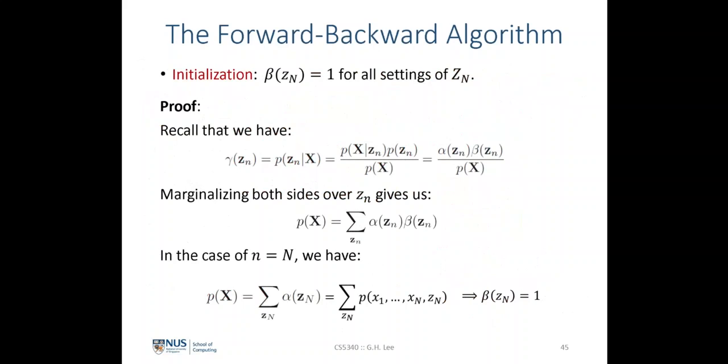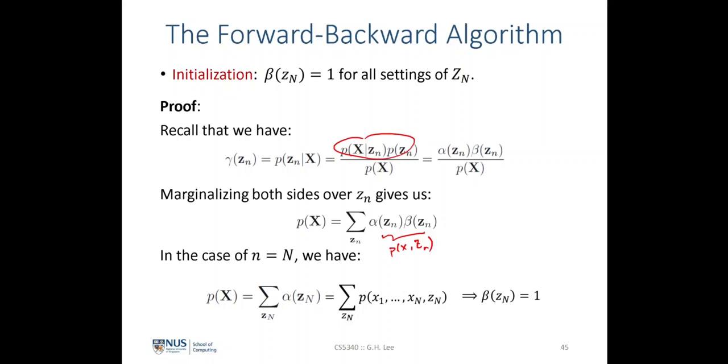So we'll now show proof that beta Zn, capital N, is actually equal to 1. Recall that we have gamma Zn equal to this conditional probability distribution here, which can be rewritten into this form using the Bayes rule, where alpha and beta are defined to be these 2 terms over here. So we'll marginalize over Zn on the product of alpha beta, where the alpha beta term over here is essentially the joint probability distribution of x and Zn, since we have these 2 terms over here.